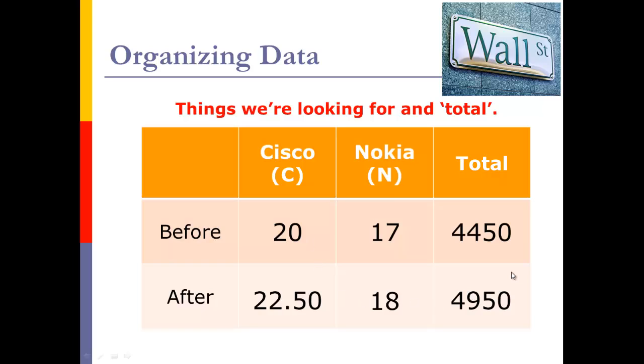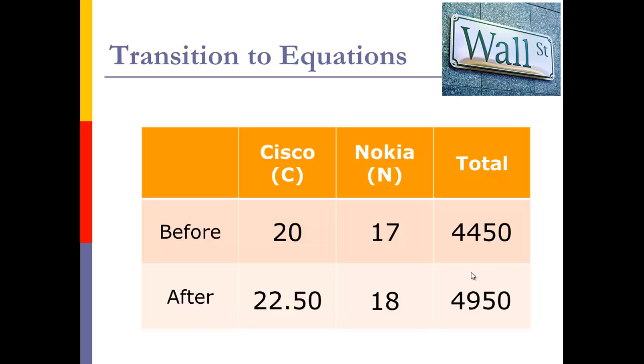Now we want to see how we could make this table into some equations. With this table, it's very, very straightforward and easy for us to do. So how do I transition to the equations?